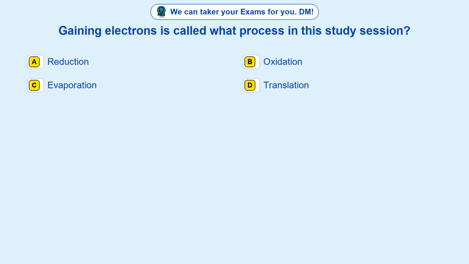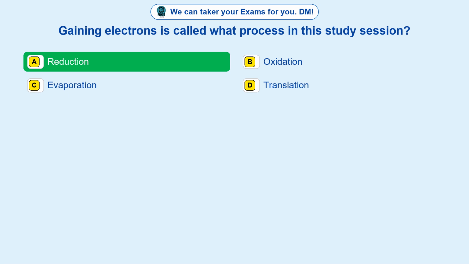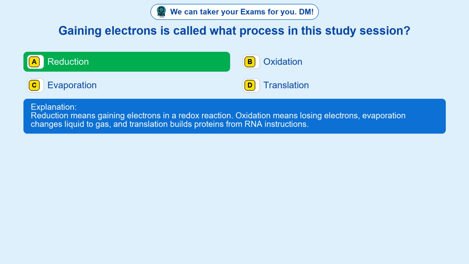Question 44. Gaining electrons is called what process in this study session? Option A, reduction. Option B, oxidation. Option C, evaporation. Option D, translation. The correct answer is option A, reduction. Reduction means gaining electrons in a redox reaction. Oxidation means losing electrons, evaporation changes liquid to gas, and translation builds proteins from RNA instructions.